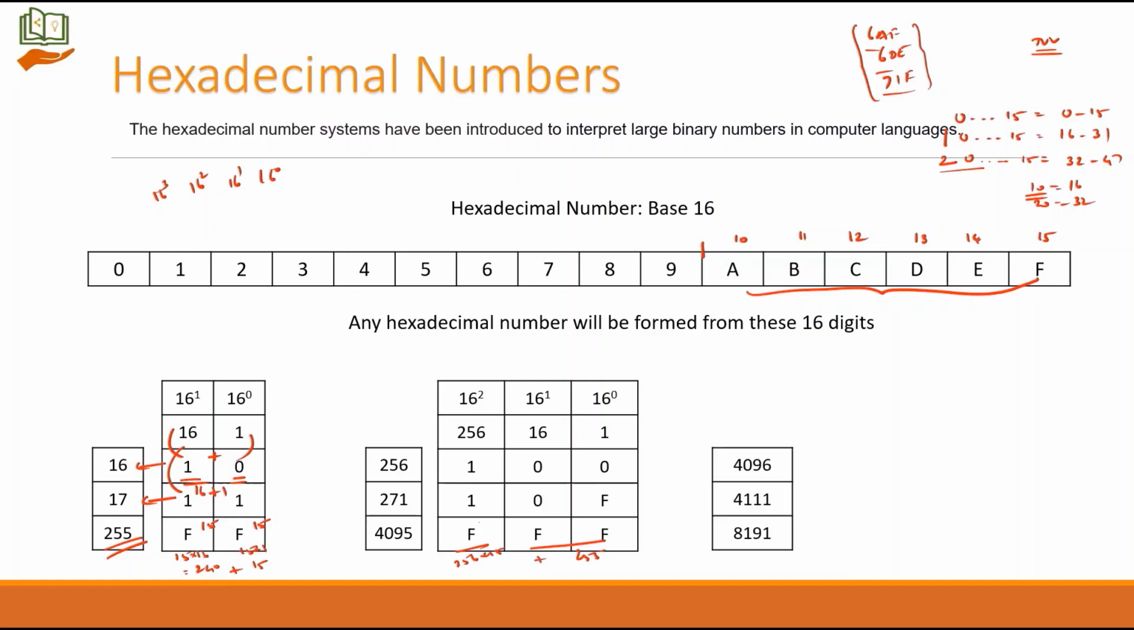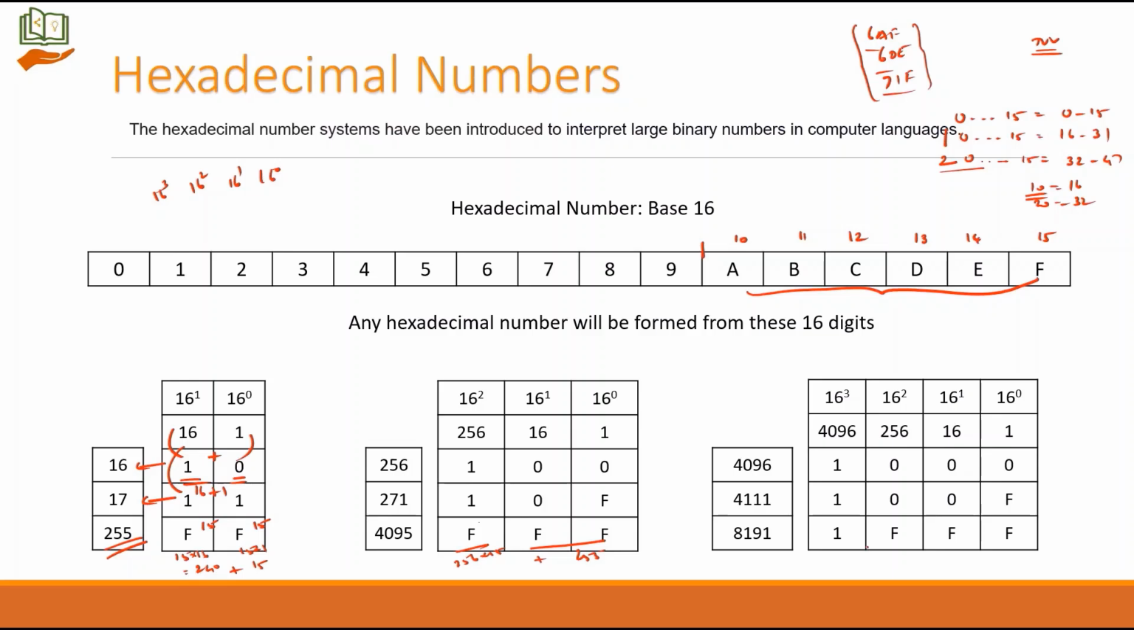Now we will go for 4 digits. Triple F is 4095 and 1 into 4096. When you add them, you will get 8191. That is what is given here. So this is 4096 plus the 4095 value from this table. So this is how you will be expanding and interpreting the digits.